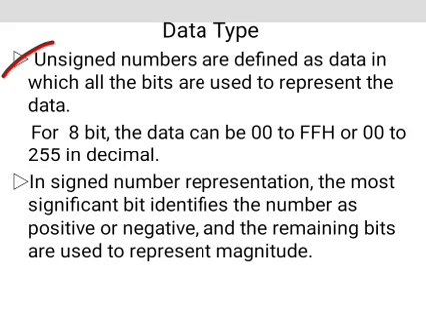Unsigned numbers are defined as data in which all the bits are used to represent the data. For 8-bit, the data can be 00 to FFH in hexadecimal, or 00 to 255 in decimal. In signed number representation, the most significant bit identifies the number as positive or negative, and the remaining bits are used to represent the magnitude.